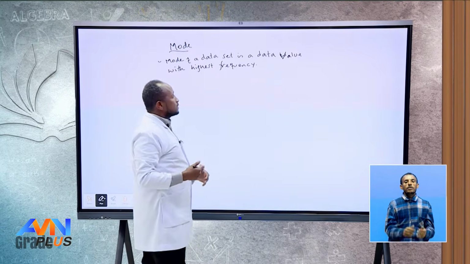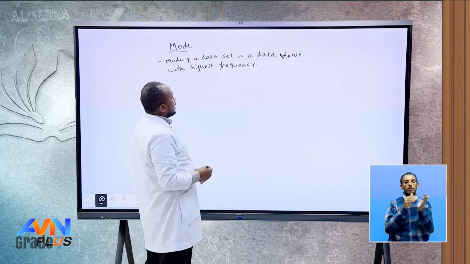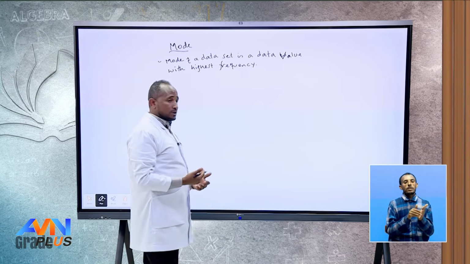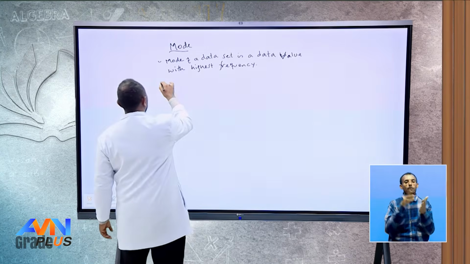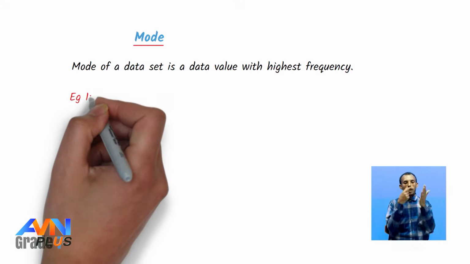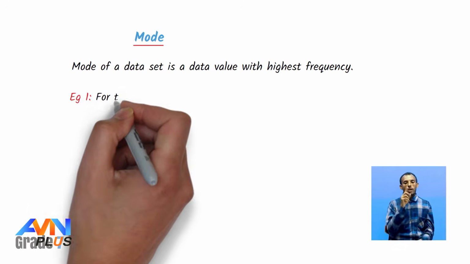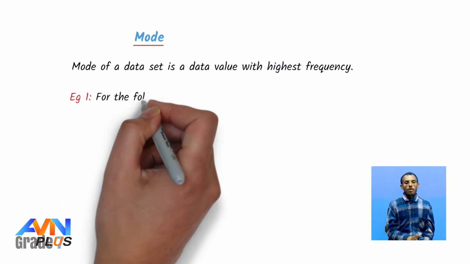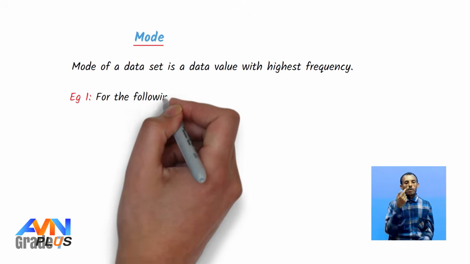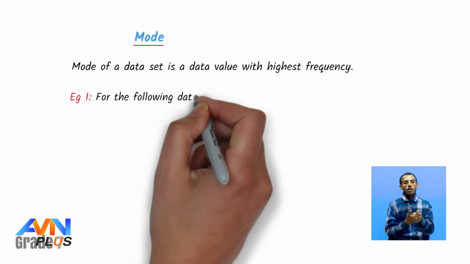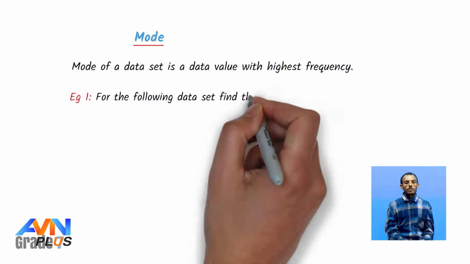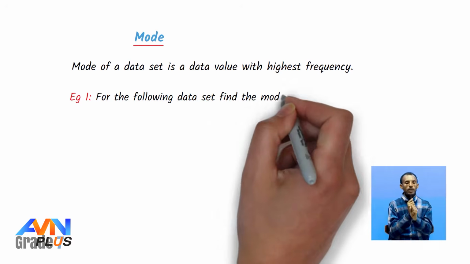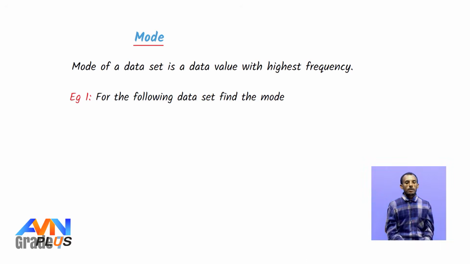Greater number, that means frequency, means number of repetition. A data value with a greater number of repetition will be the mode of a given data set. Therefore, let's see an example. For the following data set, find the mode. This is example 1.